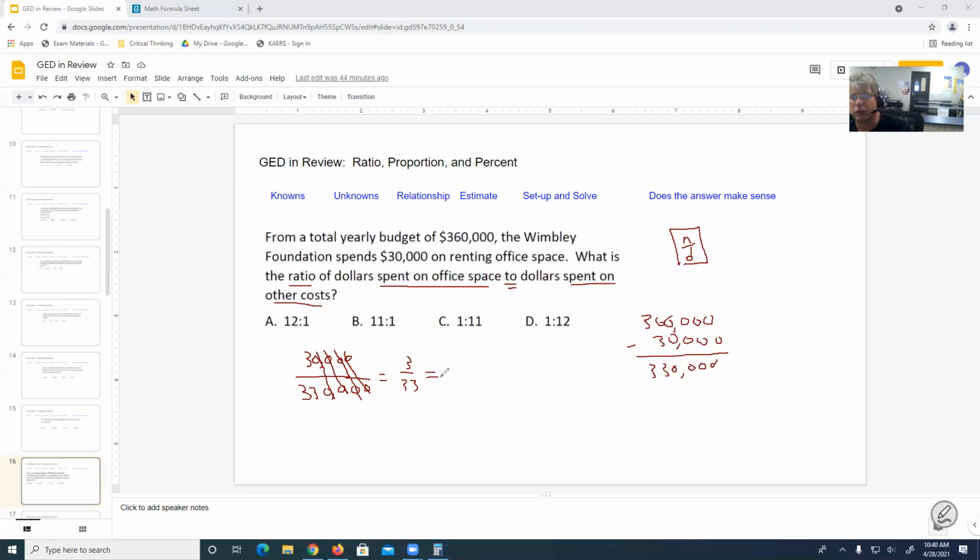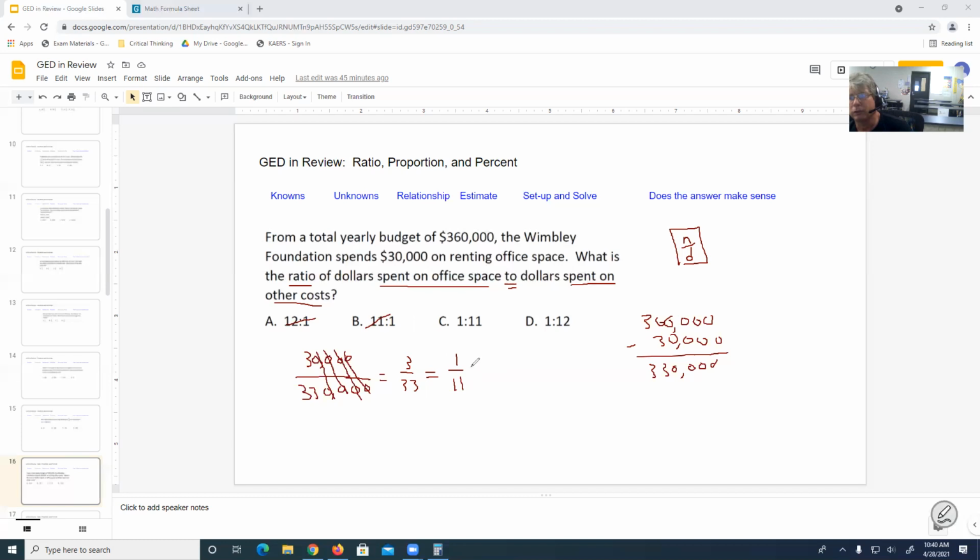So looking at the answers already, this 12 to 1, this 11 to 1 are kind of falling out of the problem. What I have now is like this 1 to 11 and 1 to 12. And I can kind of see that, if I divide the numerator and denominator both by 3, 3 goes in 3 one time, and 3 does go in 33 11 times. So I get this 1 to 11.